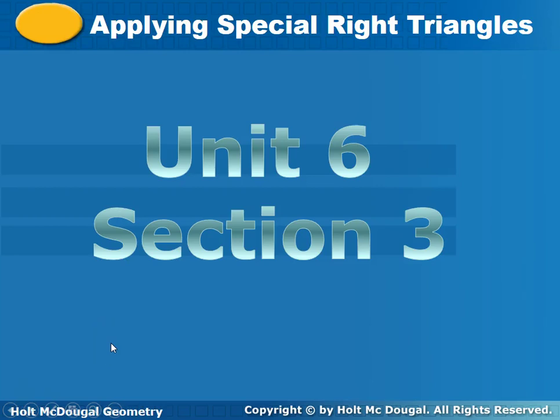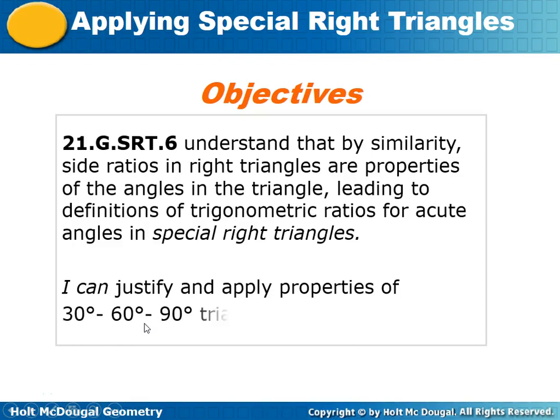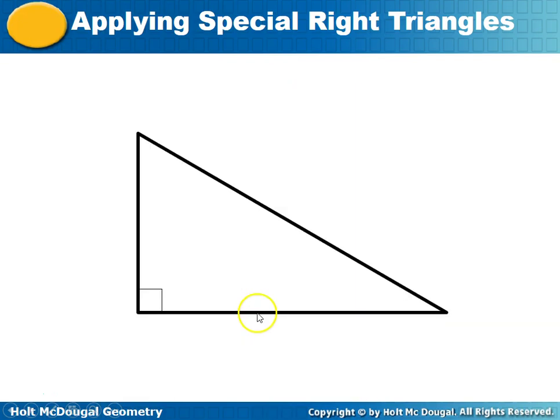So today's lesson, we're going to go over another set of special right triangles. Our objective is that we're going to understand that by similarity, side ratios in right triangles are properties of the angles in the triangle, leading to the definitions of trigonometric ratios for acute angles and special right triangles. So we're covering the special right triangle of a 30, 60, 90 today.